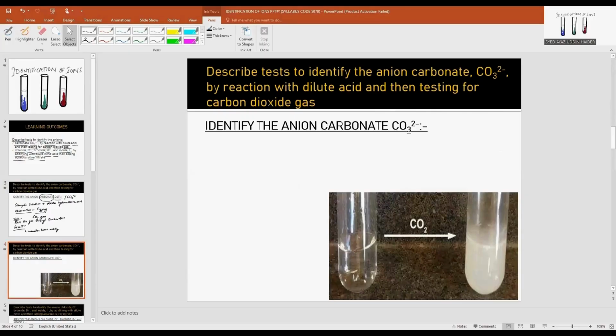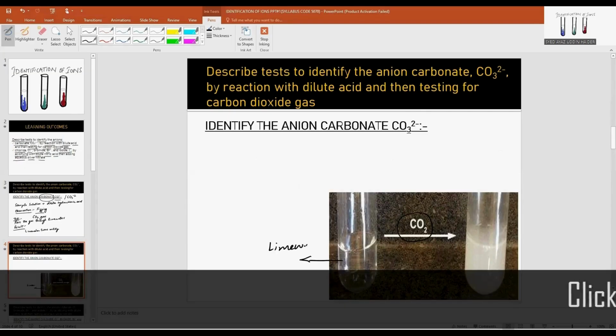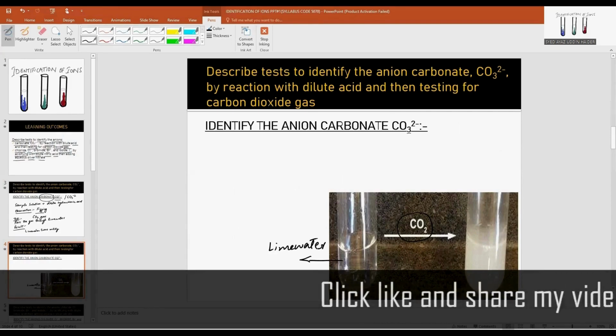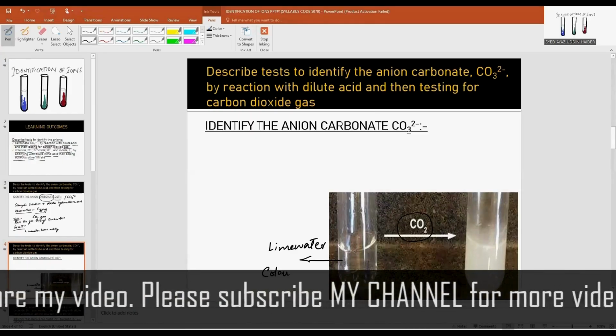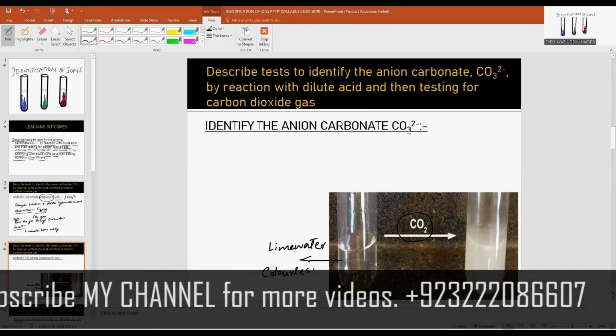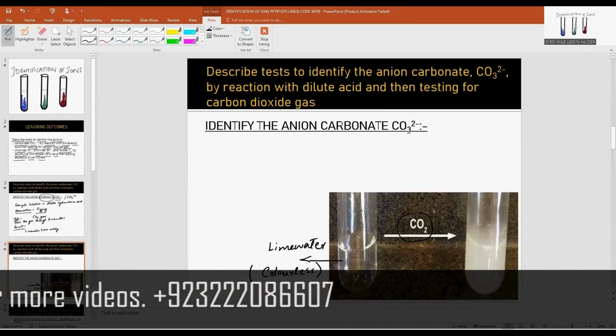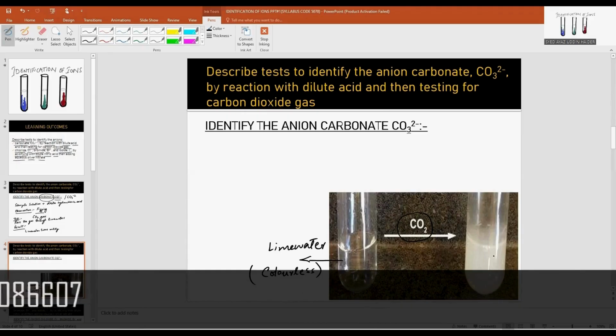So this is the end result of this test. You have passed the gas through lime water. This one is lime water, and here it's colorless. Let me write it as colorless. And here it's turning milky.